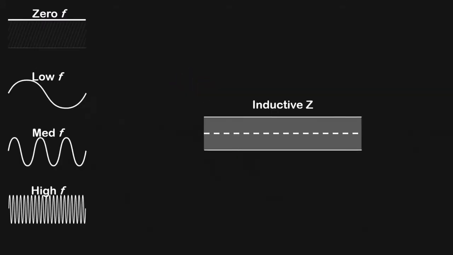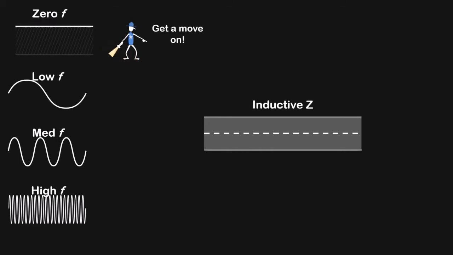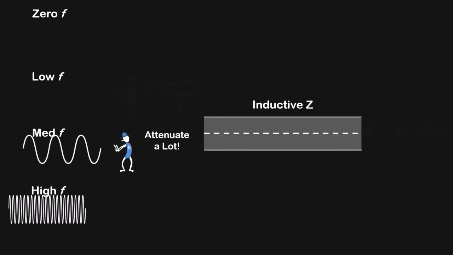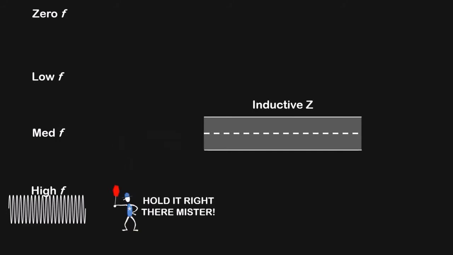The inductive component of impedance is the mirror of the capacitive component of impedance. Get a move on. The zero frequencies get a free pass through the inductor without being blocked in any way. The low frequencies are attenuated a little bit. The medium frequencies are attenuated significantly. And the high frequencies are blocked completely.